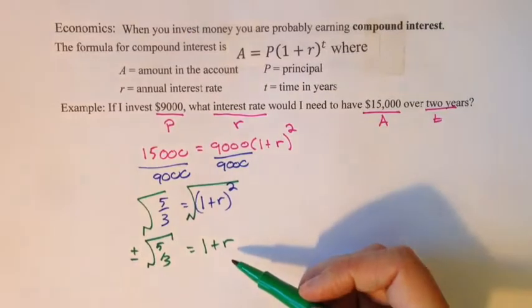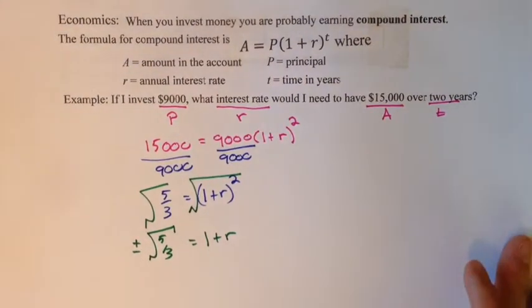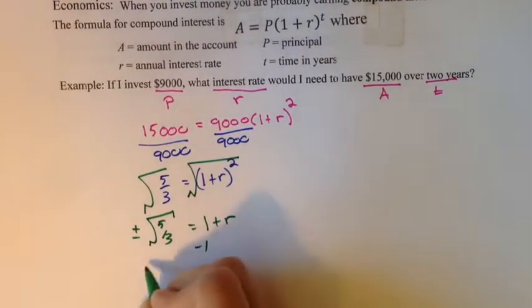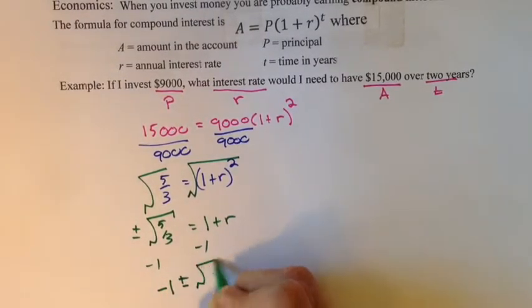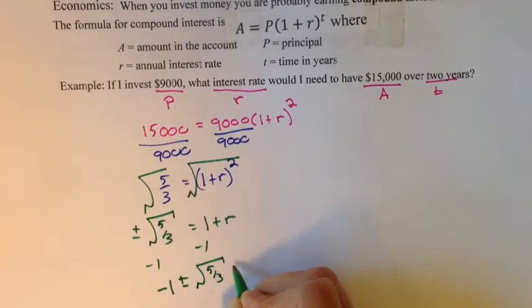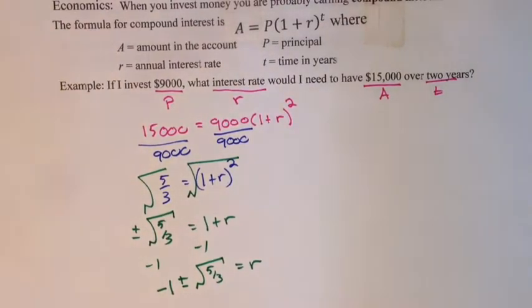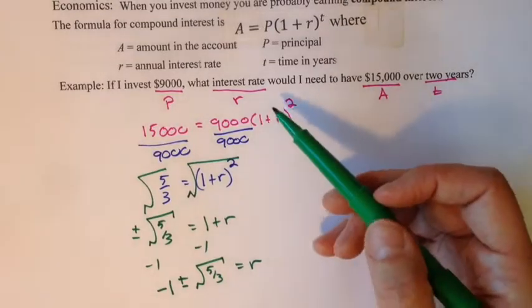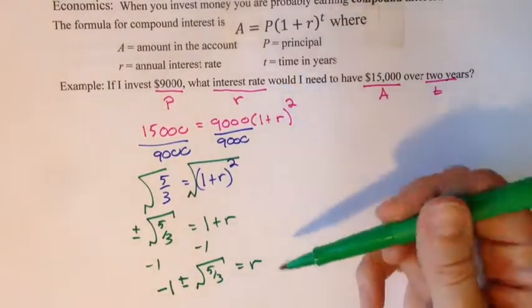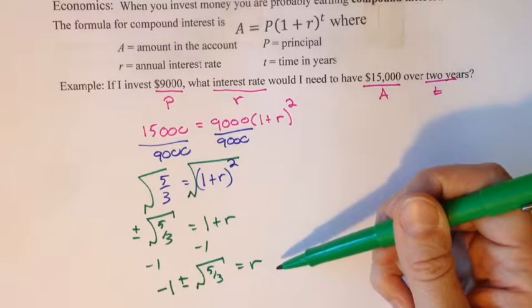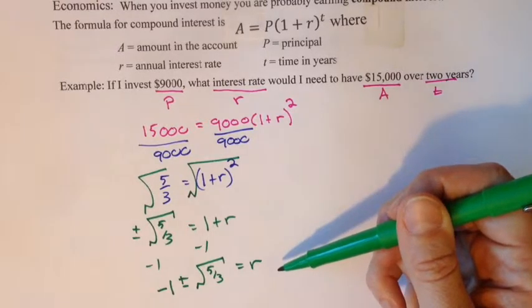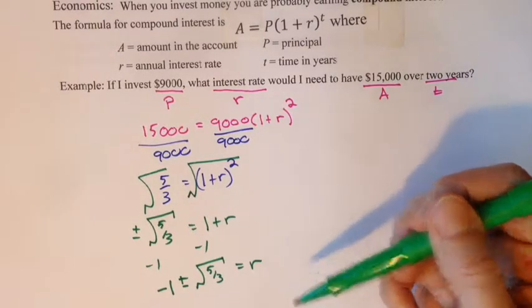Now to get the R by itself, all I need to do is subtract 1. That gives me negative 1 plus or minus the square root of 5/3 equals R. Now, that's a perfectly fine answer, except that the question asked what interest rate would I need. And I'm not going to go into a bank and ask if I can get an interest rate of -1 plus or minus the square root of 5/3. This is a good opportunity to use our calculators to get a nice decimal approximation for these two answers.